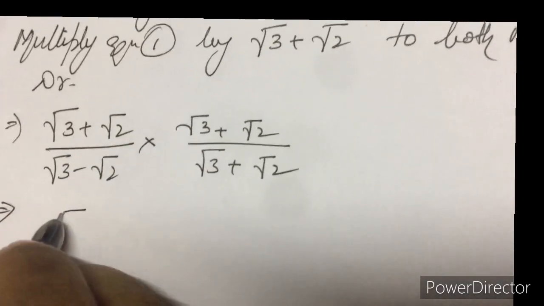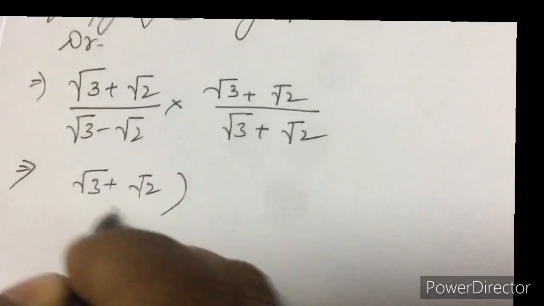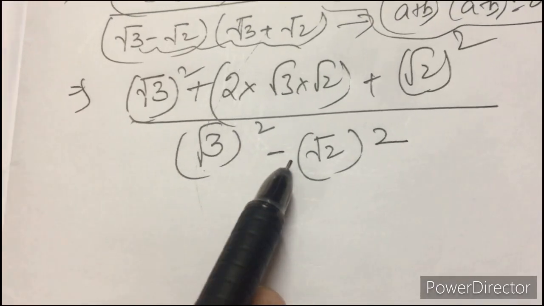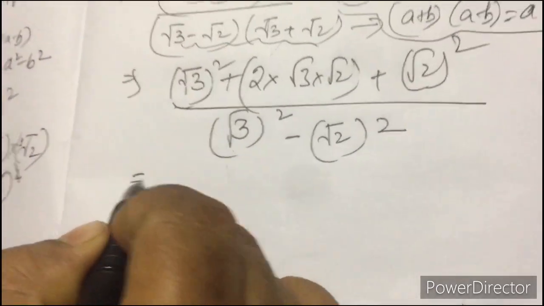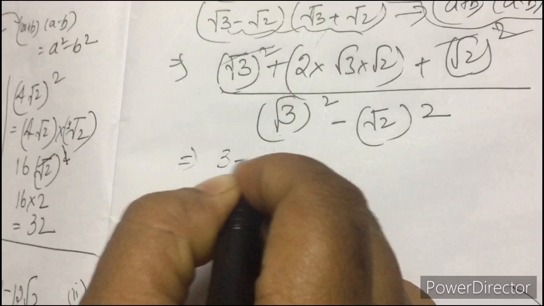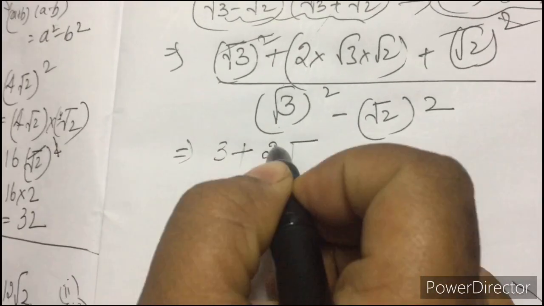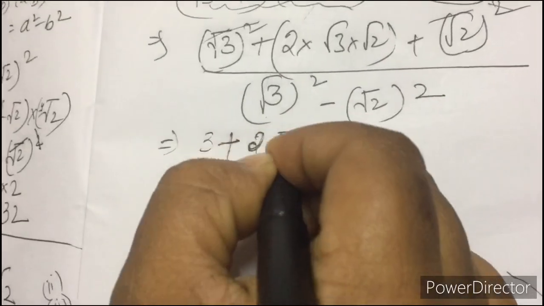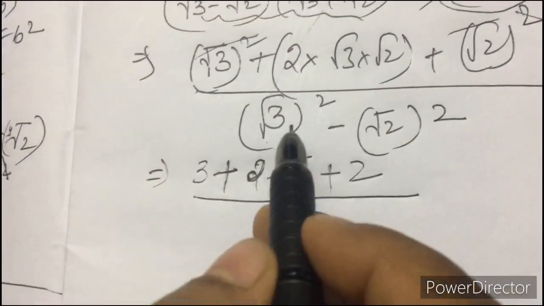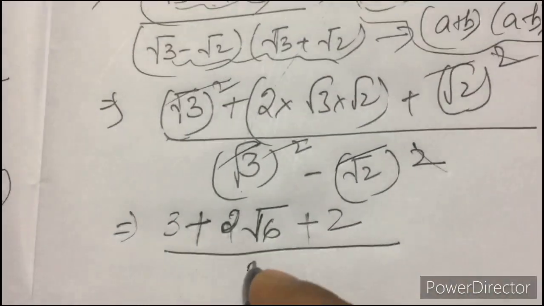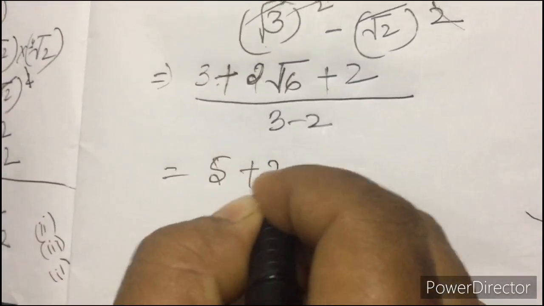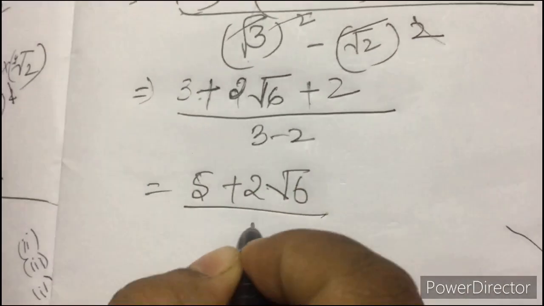Now this can be written as root 3 plus root 2 whole square divided by root 3 whole square minus root 2 whole square. Now continuing, square and root get cancelled. Here also square and root get cancelled, right? What is remaining? 3 plus 2 root, it's not working, sorry. 3 2s are 6, plus 2, divided by 3 minus 2 after square and root get cancelled. Now 3 plus 2 is how much? 5. So 5 plus 2 root 6 divided by 1.